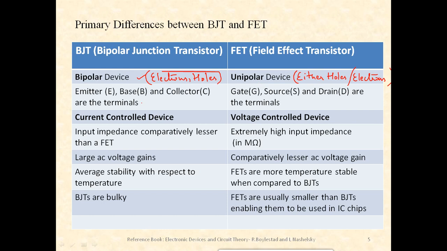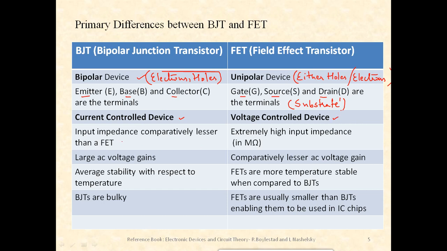The three terminals of a BJT are emitter, base, and the collector. The three terminals of a FET are gate, source, drain. Now, practically speaking, FET is a 4-terminal device. The fourth terminal is a substrate, which we usually ignore. BJT is a current controlled device, JFET is a voltage controlled device.